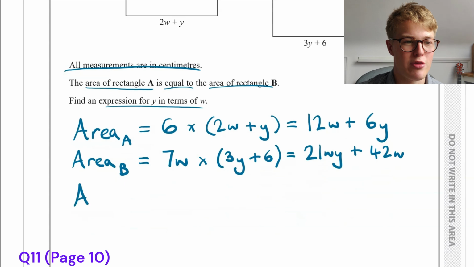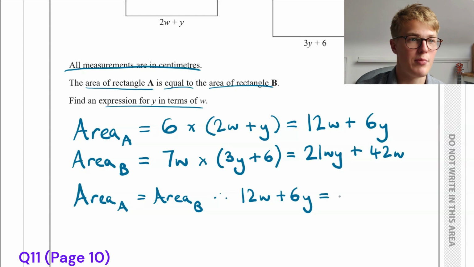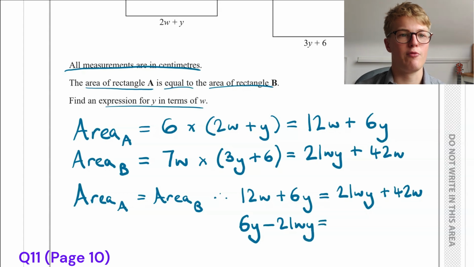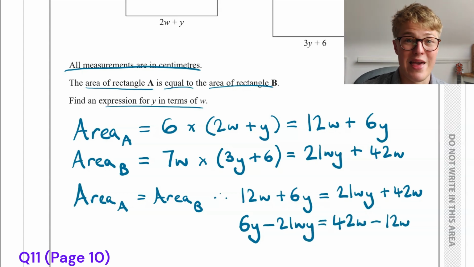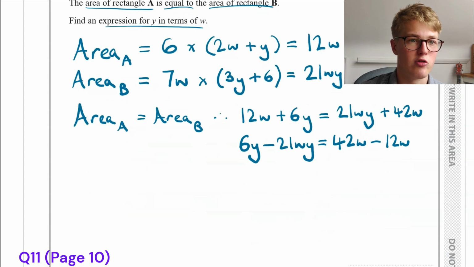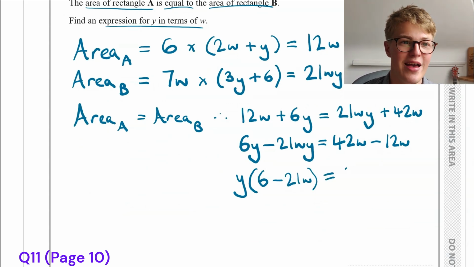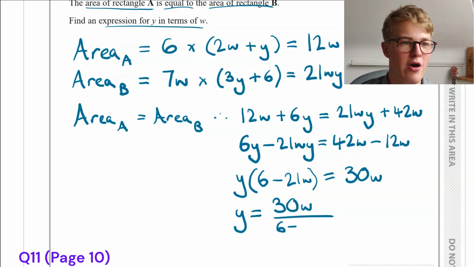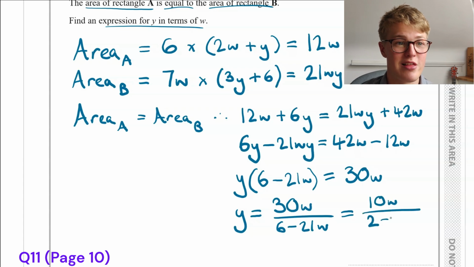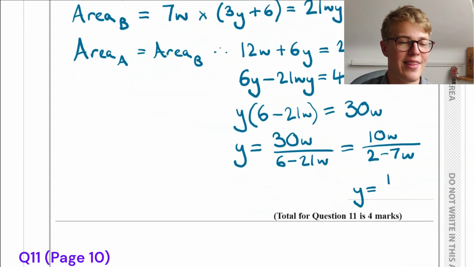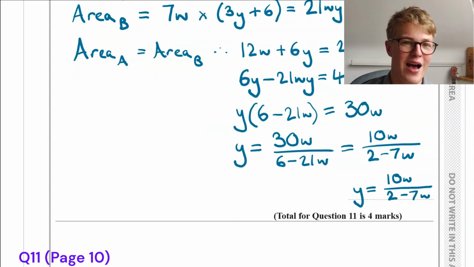The area of A is equal to the area of B, so therefore 12w plus 6y is equal to 21wy plus 42w. We rearrange this and we get 6y minus 21wy is equal to 42w minus 12w. So here I've subtracted 12w from both sides and 21wy from both sides. Now that I've got all the y's on one side, I can factorise and I get y times 6 minus 21w is equal to 30w because I've simplified the right hand side there. Then we get y is equal to 30w over 6 minus 21w, so I've divided by 6 minus 21w on both sides, and that gives us 10w over 2 minus 7w, and that is our final answer.